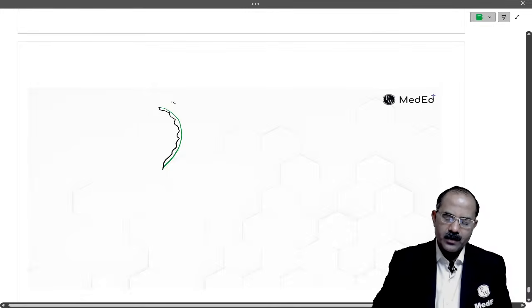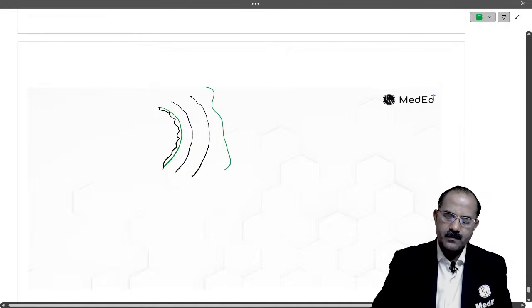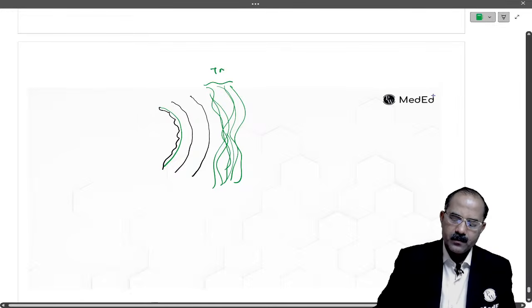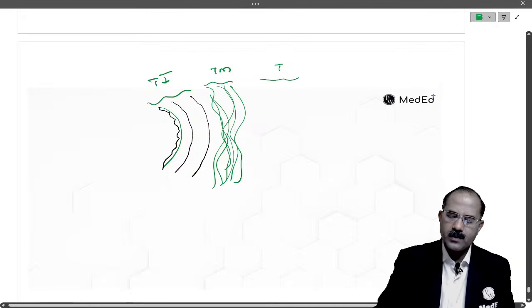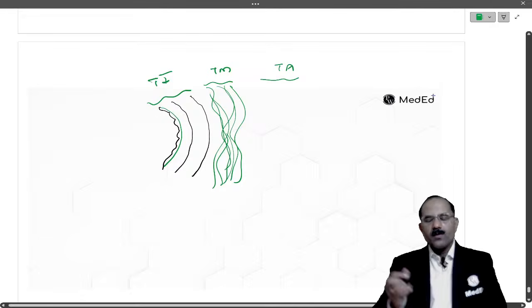See, this is endothelium. This is subendothelial connective tissue. This is internal elastic lamina. Now, I draw this like this. So, this is tunica media. This is tunica intima. And this is tunica adventitia. Fine.